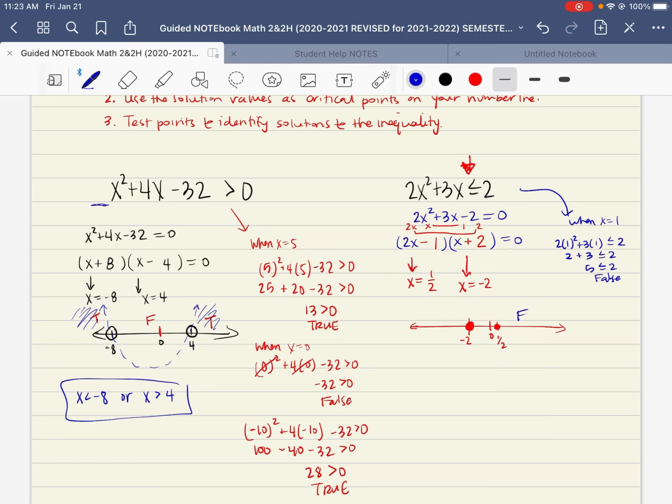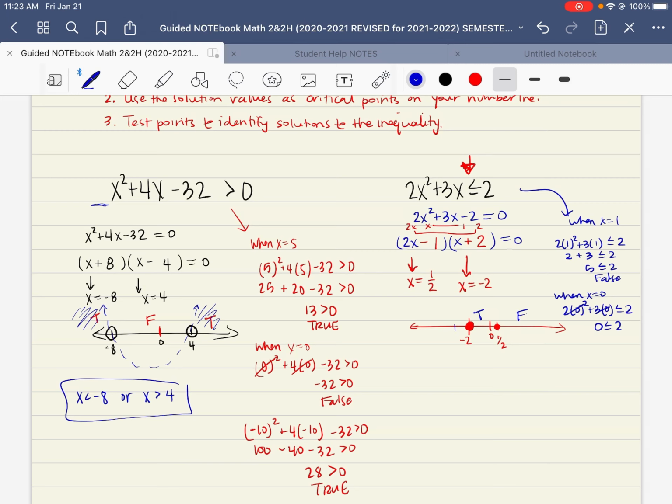Again, if I choose a value between the critical values on my number line, I could choose that value 0. So when x is 0, I could have 2 times 0 squared. It just makes my life easy. Plus 3 times 0 needs to be less than or equal to 2. So this becomes 0, 0. So 0 is less than or equal to 2, which is absolutely true. And then I'm going to choose one more on this side. Again, I think it's going to be false because of the nature of a parabola. But let's just test it just to see.